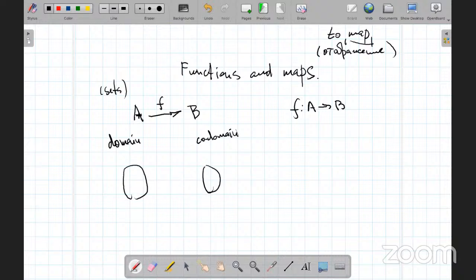So in this set A, there are certain elements. Let me call a generic element a little a, and a generic element of B, say little b. So what that function does, it takes every element, it somehow works on every element, and it sends each element of the domain to a certain element of the codomain, right? For example, it takes this little a and sends it to this little b. And that works for every element of the domain.